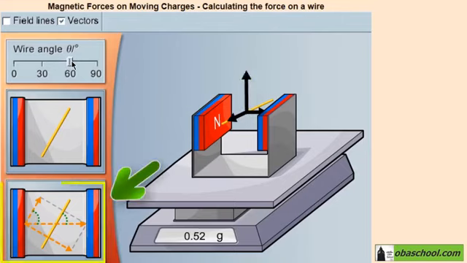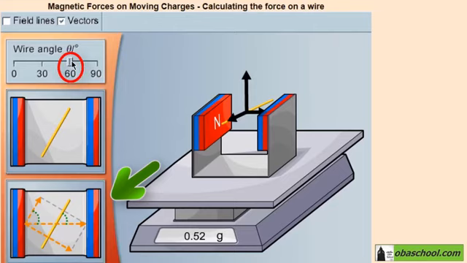Look at the lower small diagram. The flux density vector B still points from one magnet to the other. The upward force on the wire is due to the flux density component B sine theta acting perpendicular to the wire, where theta is the marked angle between the lines of force and the wire. This was originally 90 degrees and now is 60 degrees.